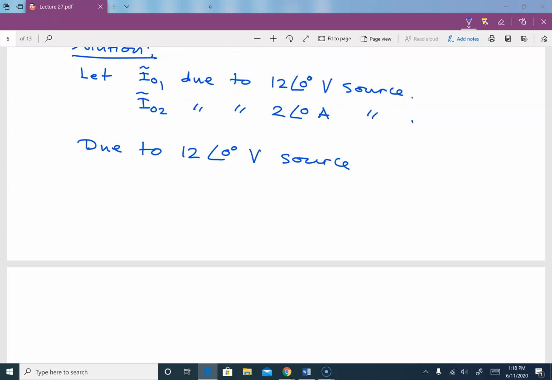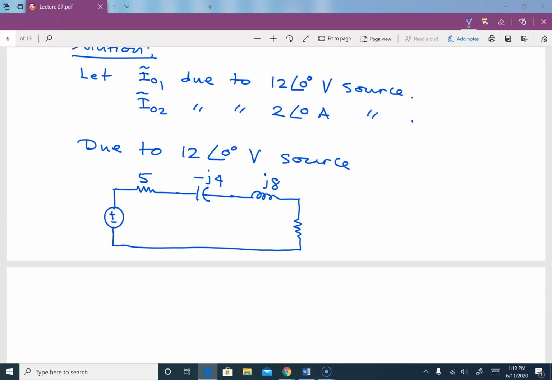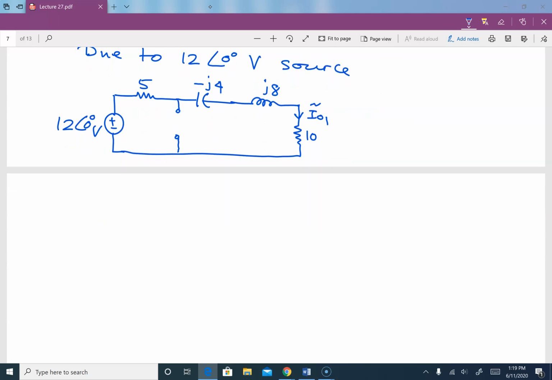So our circuit will look like this. That is 5, minus J4, J8, 12 with angle 0 volt. This is 10 ohm, and this is I naught 1. And of course the current source is here, so we opened it. So if you look at our circuit here, we have a single loop.